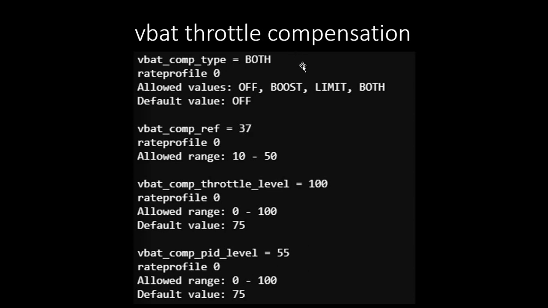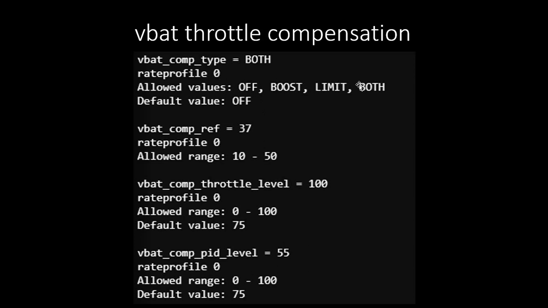So if you set the vbat comp type to be both, whenever your battery is above 3.7 volts, it will cut the top of your throttle off and rescale your throttle to give you less power. As your battery starts to die, it'll remove that chop that it did to the top of your throttle, that limit, and give you access to more of the top of your throttle. And so your throttle will keep more of the same feel throughout its flight. As soon as it goes below 3.7 volts, your throttle will be boosted to help it maintain the same feel.